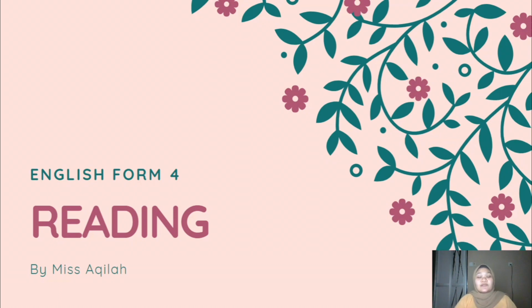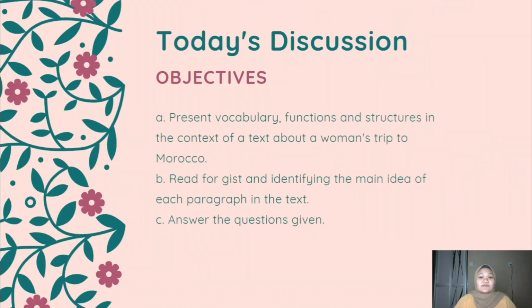So for this week, we are going to learn reading. In today's discussion, the objective is to present vocabulary, functions, and structures in the context of a text about a woman's trip to Morocco. B. Read for gist and identify the main idea of each paragraph in the text. And the last one, with the text provided, I hope that all of you can answer the questions given. So, let us start.